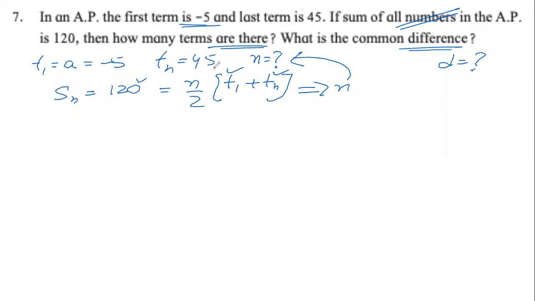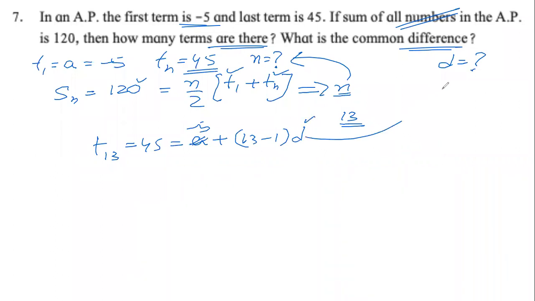We know Tn equals 45. Suppose we got n as 13. So T13 equals 45 can be written as A plus 13 minus 1 into D. I'm just saying, suppose, I don't know what it is. Once again, this becomes a linear equation in one variable because we know A equals minus 5. So the only variable that remains is D. We will get D.